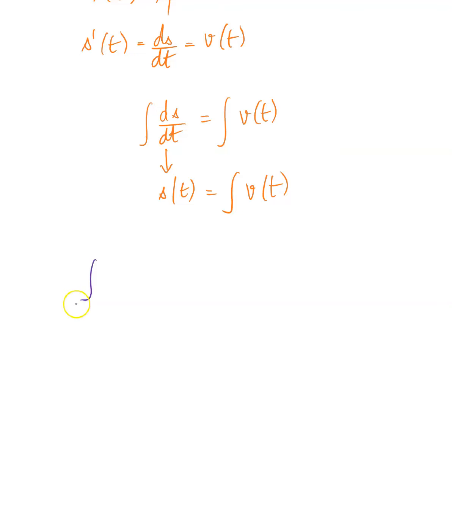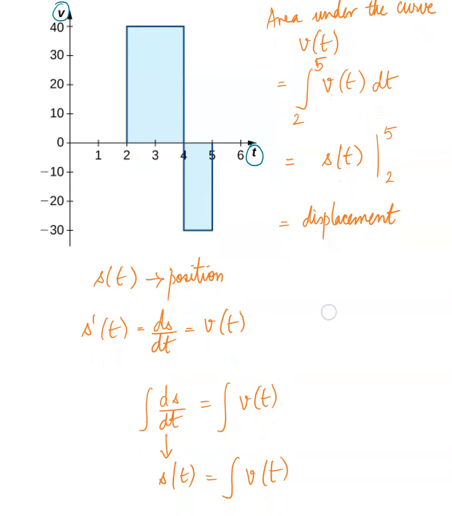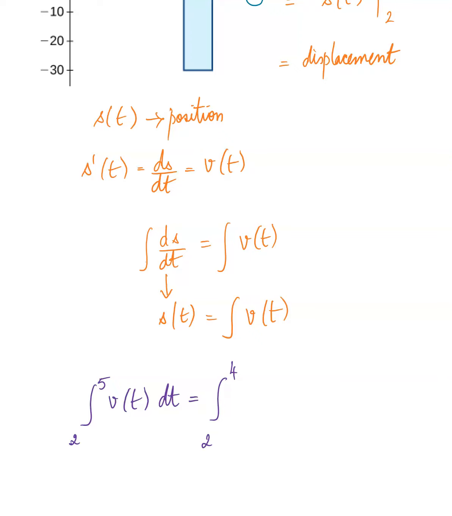So the integral from 2 to 5 of v of t dt will be, because you have the positive area and the negative area, right? We still will split it up. We won't be doing the absolute value though. So it's going to be 2 to 4 and then 4 to 5. We're going to split up this interval into two parts. So 2 to 4. And what do you think will be the information here?